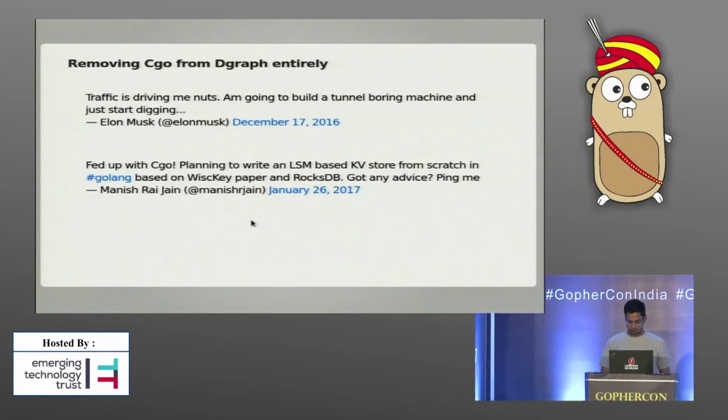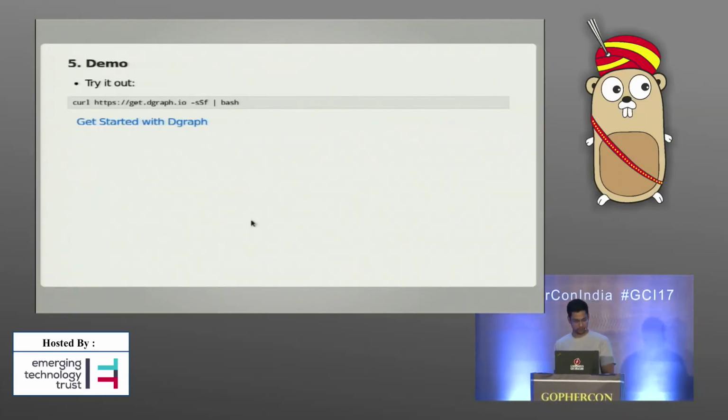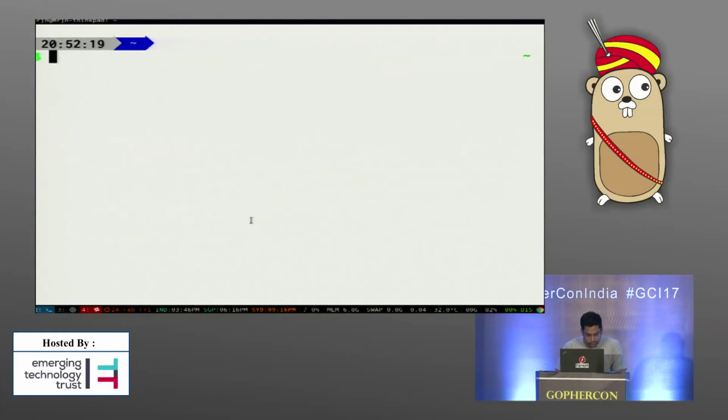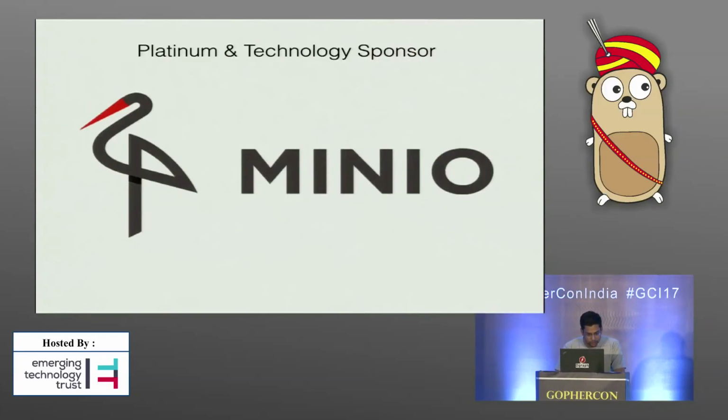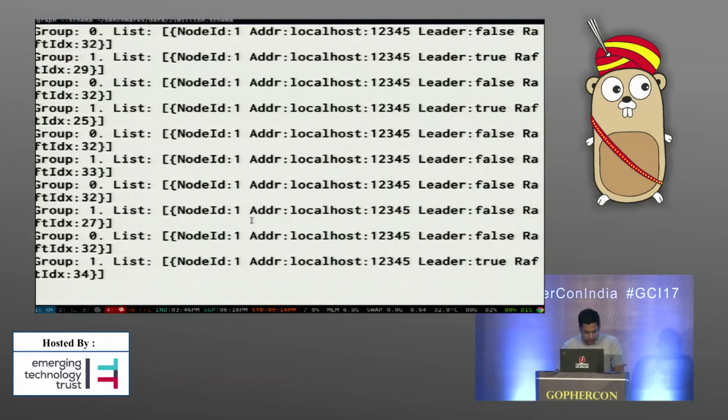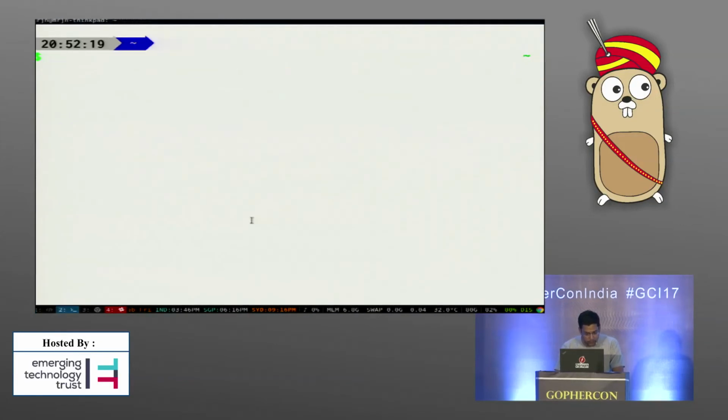Finally, I have a demo of Dgraph. This timer shows 2:50. How much time do we have left? All right, so I'm going to show you a demo of Dgraph. Okay, so we ran Dgraph over here.